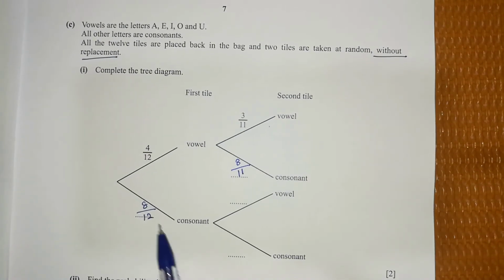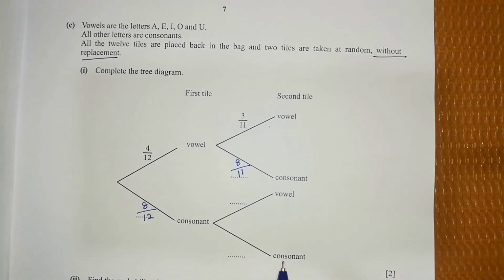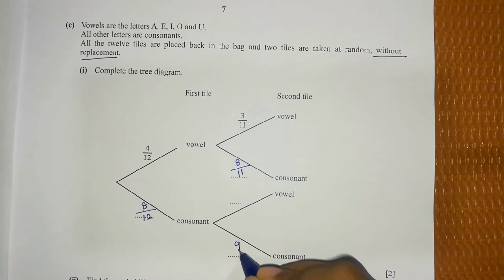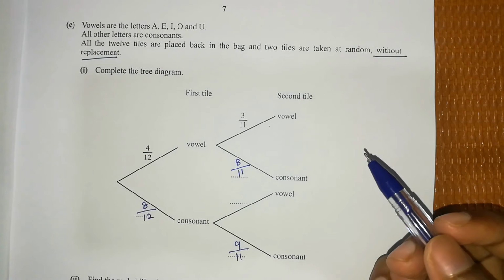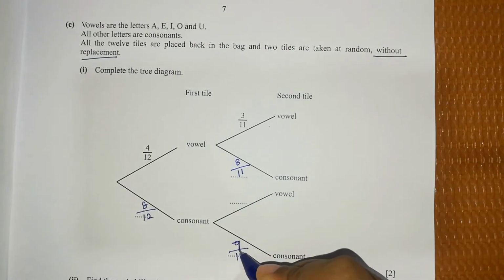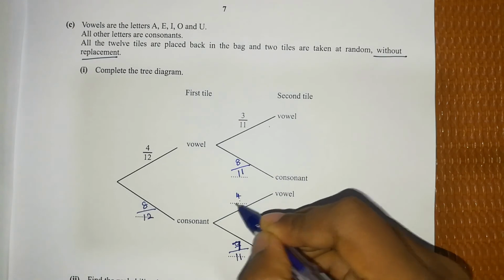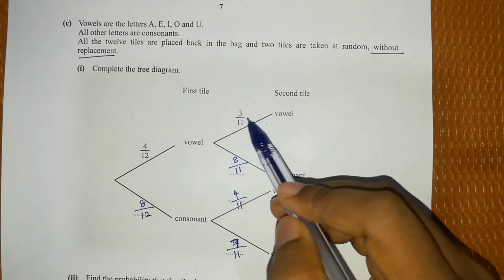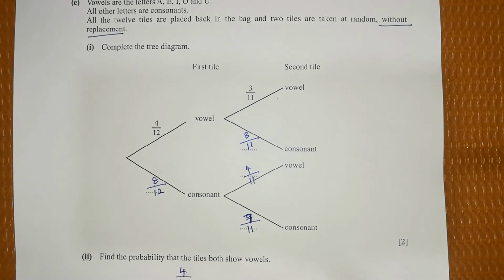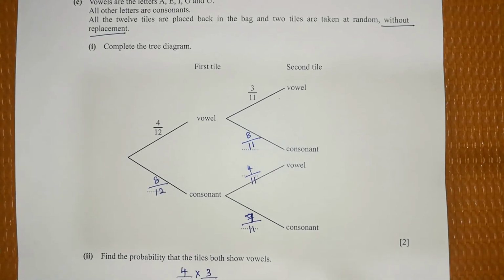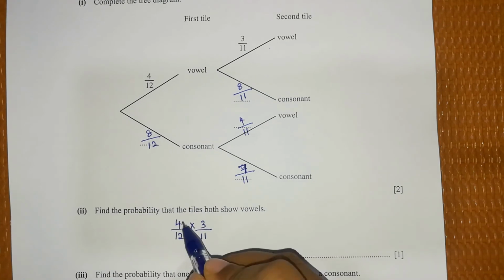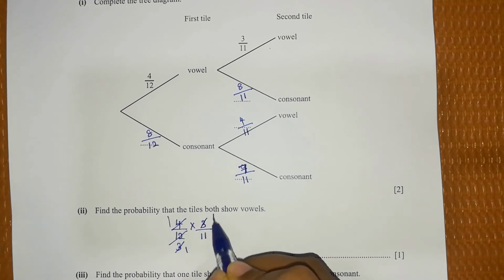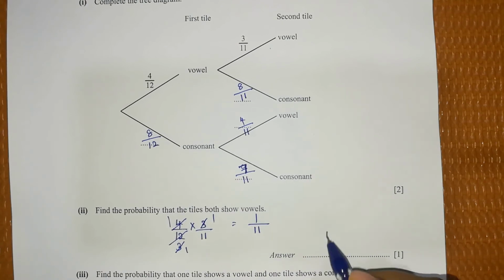In this one, here 8. So if you take the consonant for the second time as well, this will become 7 out of 11 and this doesn't change. This becomes 4 out of 11. Find the probability that the tiles both show vowels. So that is this and this. 4 out of 12 into 3 out of 11. Then here 1, here 3, here 1, here 1. So the answer is 1 upon 11.